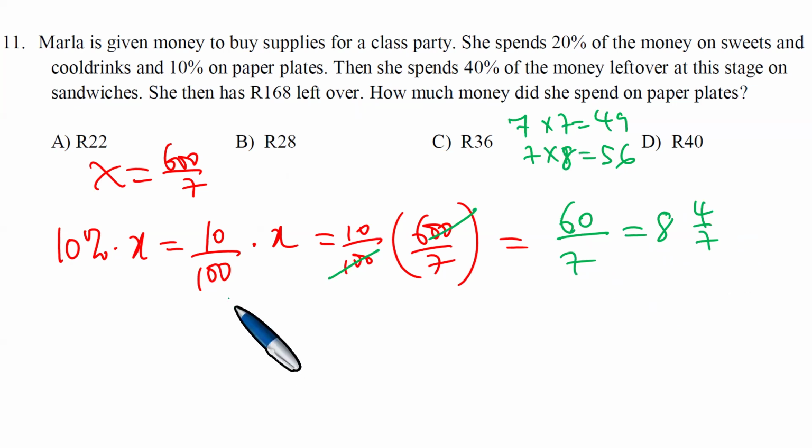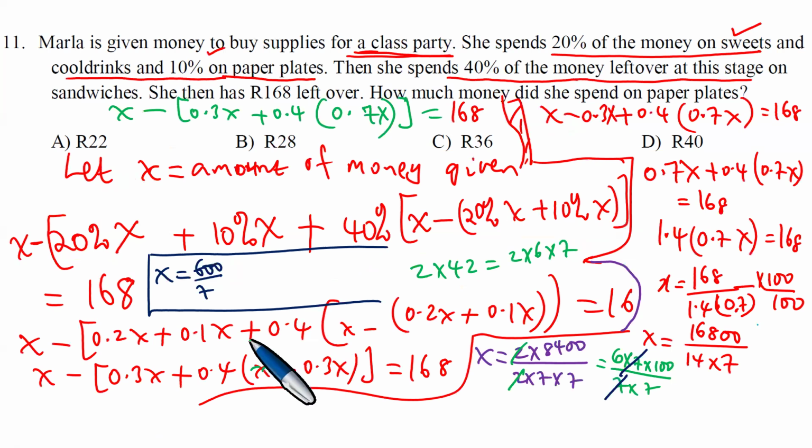Right, so let me see now. How much money did she spend on the paper plates? Obviously, she spent 10% of the x. That would be 8 rand and this number of cents. But you can see that it's a little bit further away from that, so I need to analyze and check.